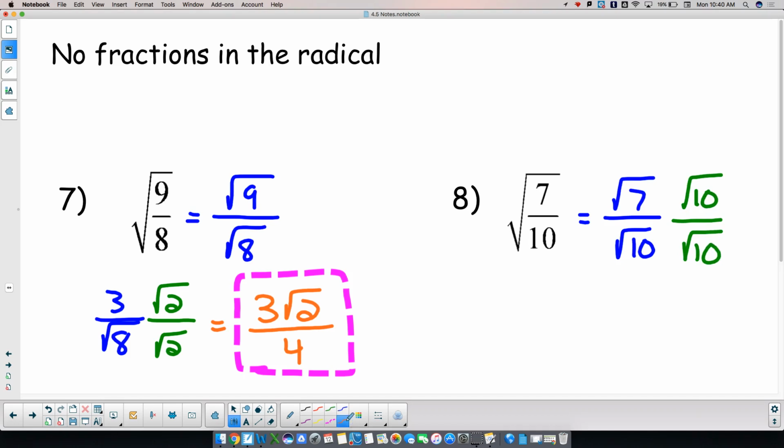On top, I get the square root of 70 because it has no perfect square factors in it. And the bottom, I get 10.